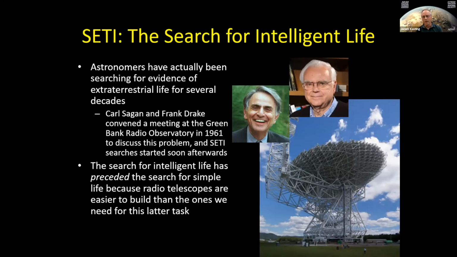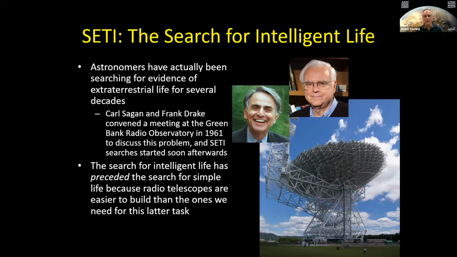And it's kind of strange in a way. If you think about it, logically, we should have started looking for life first and intelligent life after that, because intelligent life is a subset. But it turns out that the technology needed to look for intelligent life was easier to develop. Radio telescopes have been around for many decades now, and the technology that we need to look for simple life is much more difficult. And we'll talk some about that in my talk and maybe more in the panel discussion.